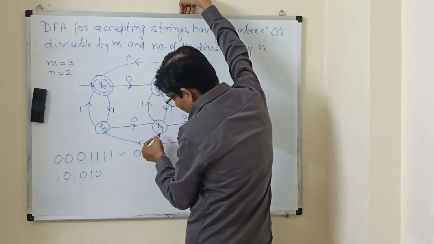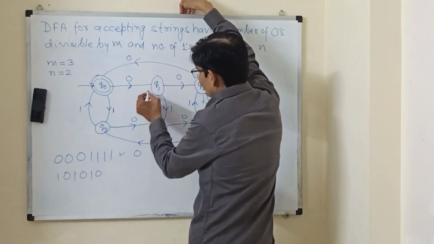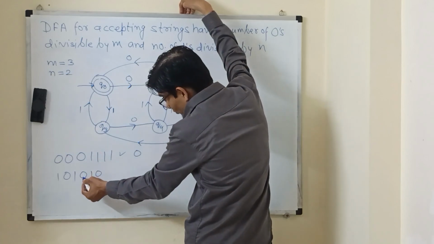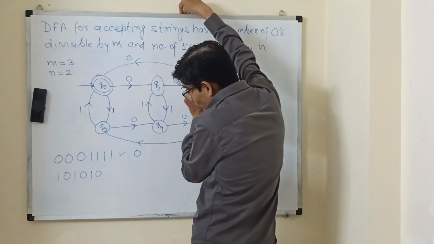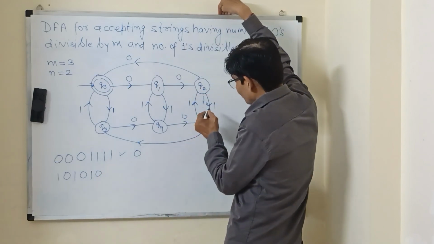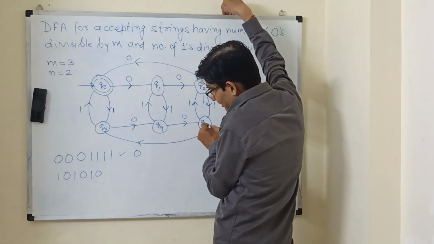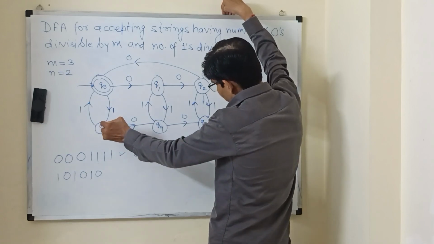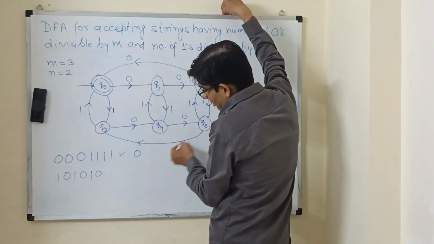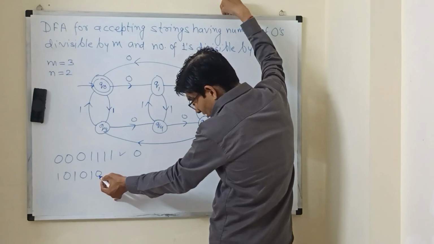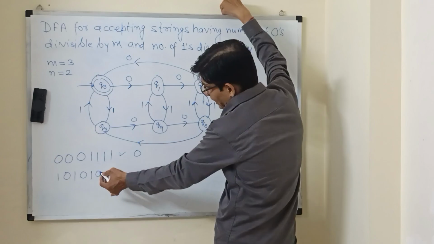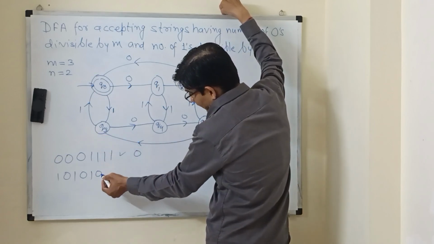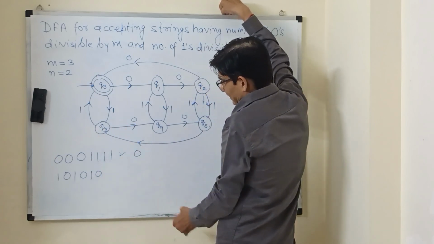We are on Q4 and we are getting 1. So we will move to Q1. We are on Q1 and we are getting 0. So we will move to Q2. We are on Q2 and we are getting 1. So we will move to Q5, and we are on Q5 and we are getting 0. So we will move to Q3.